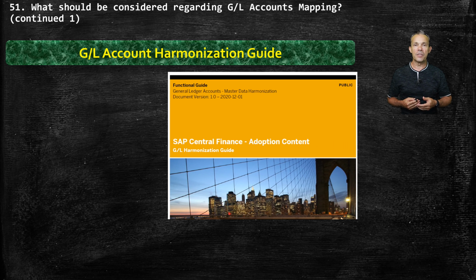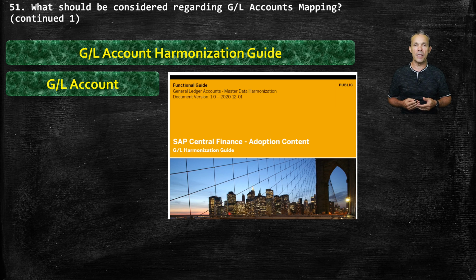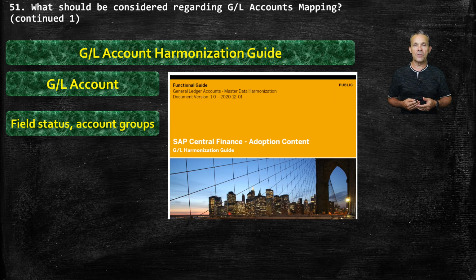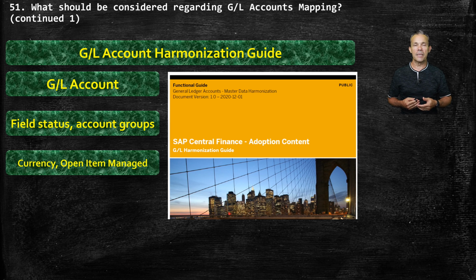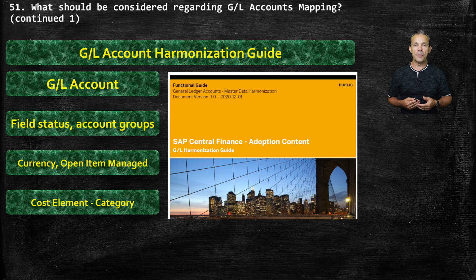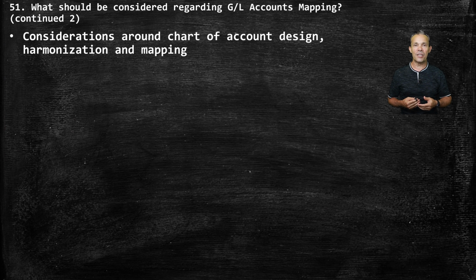The GL harmonization document guides you through important harmonization topics for GL accounts such as field status, account groups, currency, open item management, etc. On cost elements, an important topic is the cost element category and the differences between ECC cost elements and S/4HANA ones. Considerations around chart of account design and mapping.